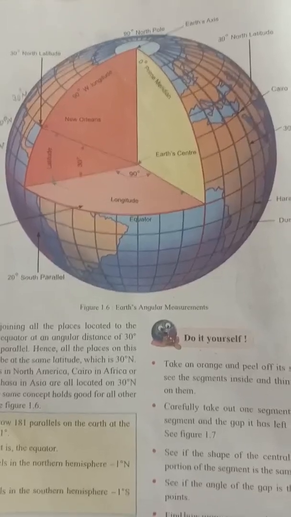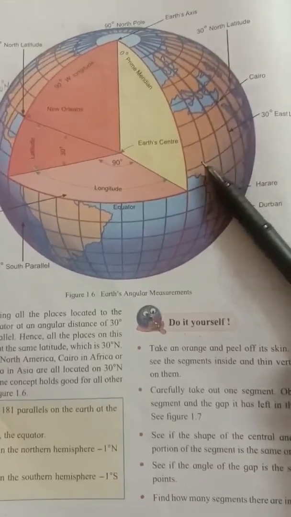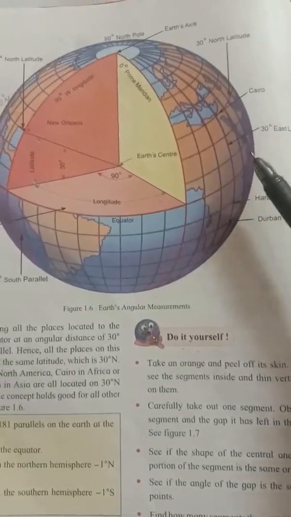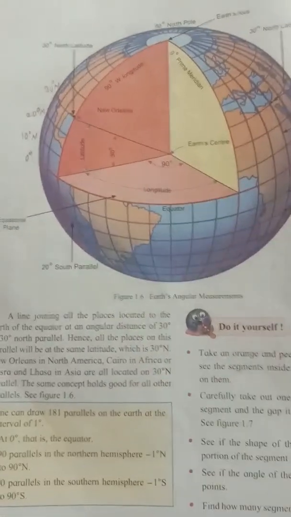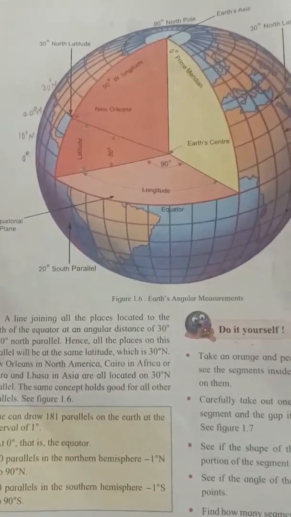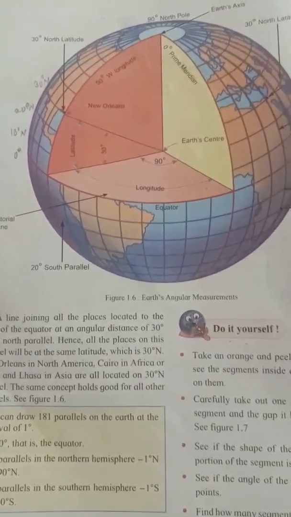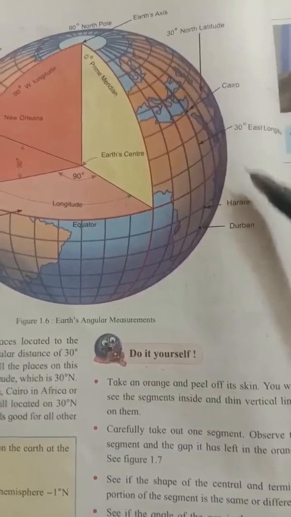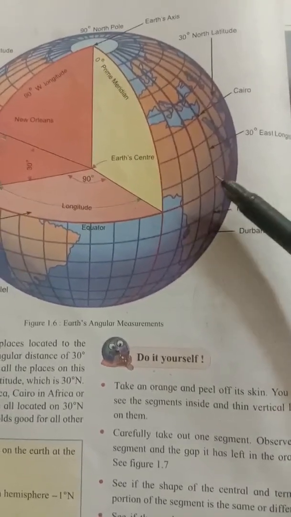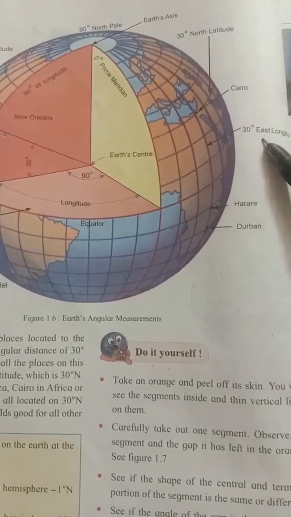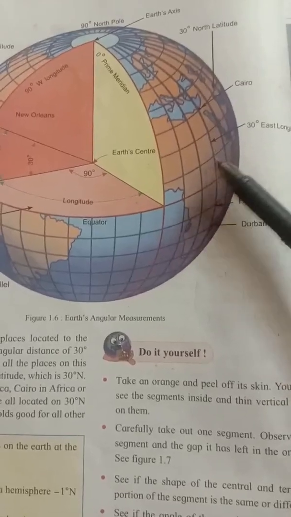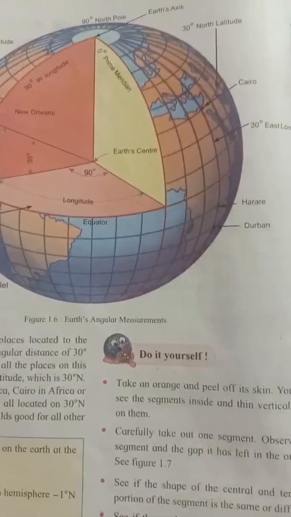Now we are going to learn how to label the meridians. In the Eastern Hemisphere, it is labeled as 30 degree east, 129 degree east. In the Western Hemisphere, it is labeled as 29 degree west, 133 degree west. So now here you can see 30 degree longitude. Places like Cairo, Harare, Durban, which are in Africa, are located on this longitude, and this longitude is at an angular distance of 30 degree from the prime meridian.